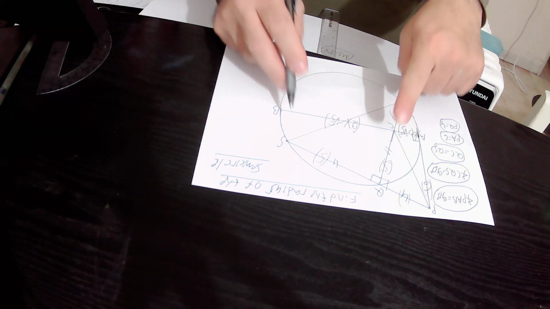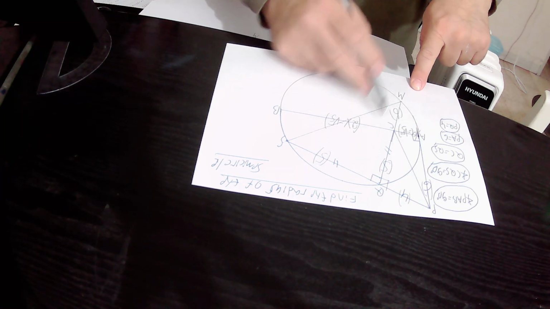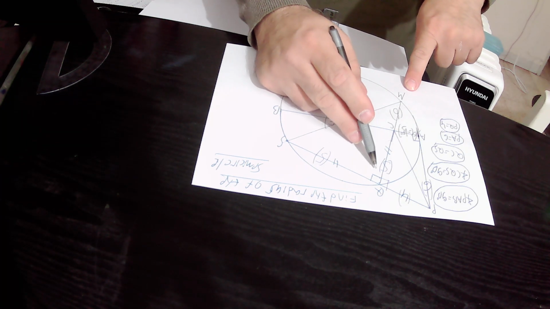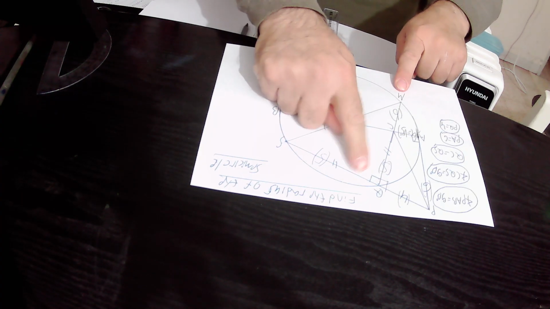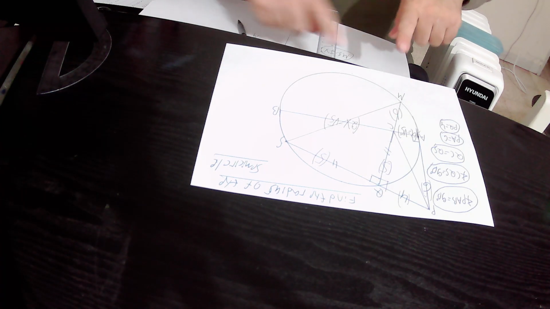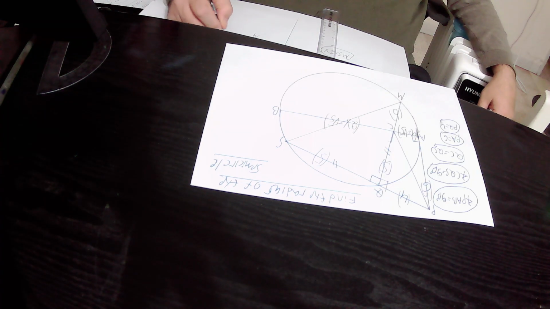Side QS equals 5 units in length. What is the length of QM? Side QM equals 5 plus b. Again, QM equals 5 plus b. And the hypotenuse MS is the diameter of the circle, which is equal to 2x.